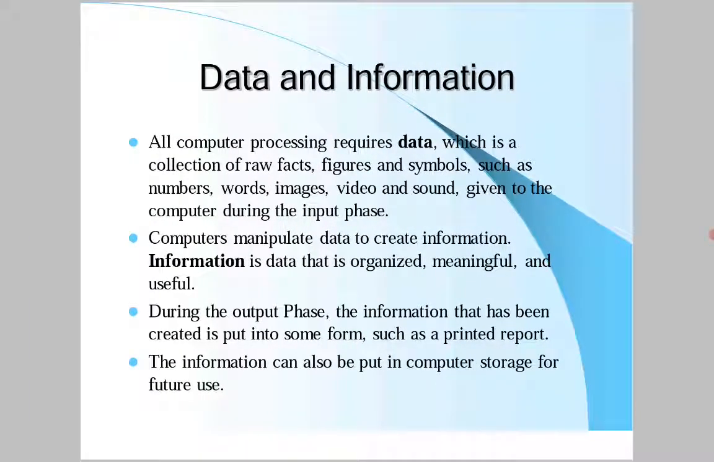So what are data and information? These two terms we may frequently encounter. All computer processing requires data, which is a collection of raw facts, figures and symbols such as numbers, words, images, video, sound given to the computer during the input phase. Computers manipulate data to create information. Information is a set that is organized, meaningful and useful, created during the output phase.